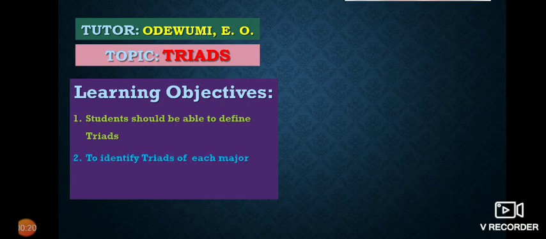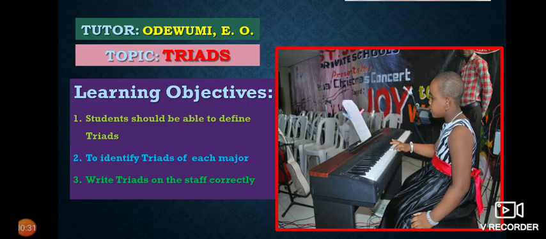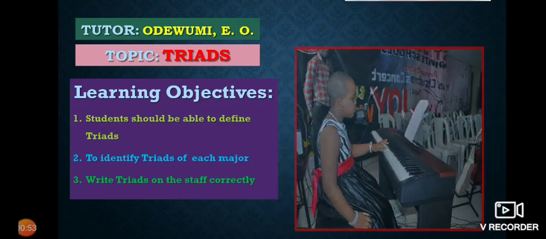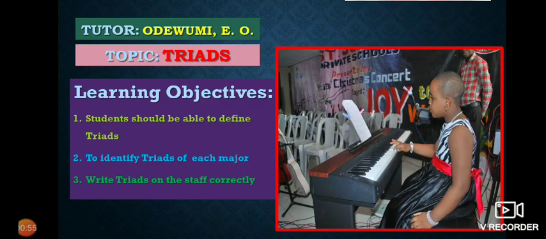The learning objective for today: at the end of today's lesson, you should be able to define triads, identify triads of each measure of the scale, and write triads on the staff in a correct way. So listen very well, attentively, so that I can be able to grab the best.